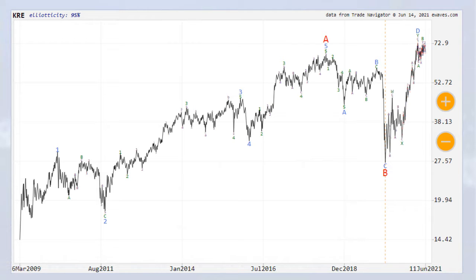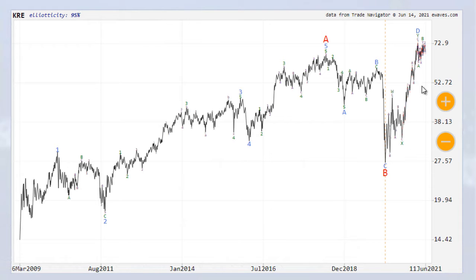Note that from a low in March of 2009, in KRE, E-Waves is labeling waves 1, 2, 3, 4, 1, 2, 3, 4, 5 for wave A of what it thinks is ultimately going to be a zigzag. This is cute. 1, 2, 3, 4. Nice 5 waves down for wave A, B, C. 3 waves for wave B. Remember, wave Bs are always 3-wave structures. They are never 5s. Wave C down to finish wave B of the zigzag.